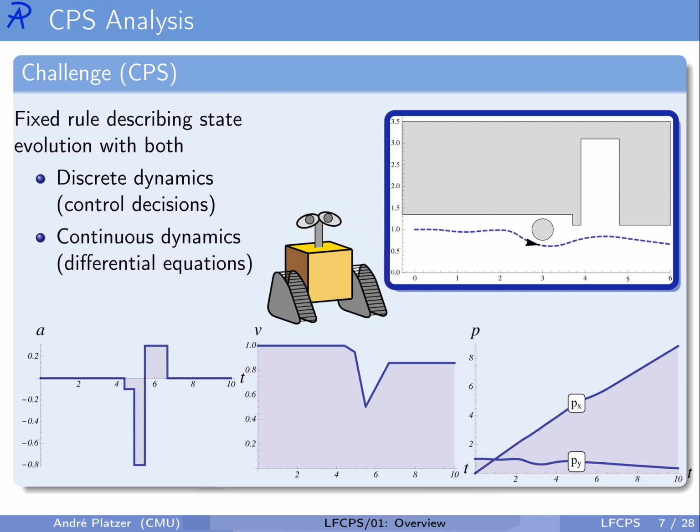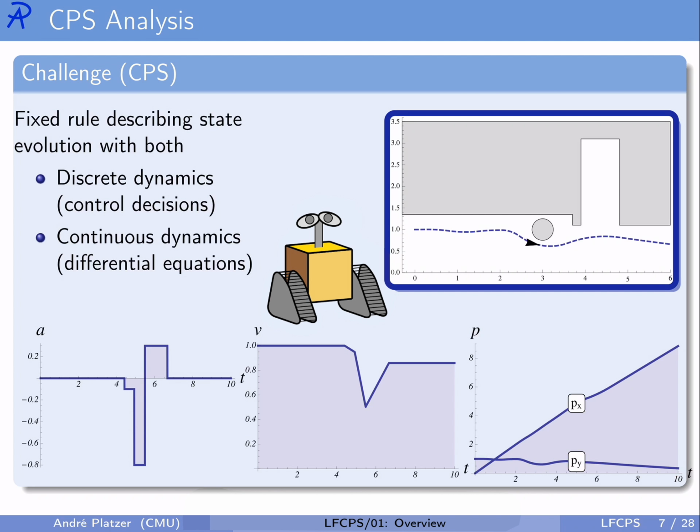But that was a discrete dynamical systems aspect. It was a decision that Wally took. Other aspects of it are where the velocity of the robot and the x and y coordinates of the robot are changing as continuous functions over time.